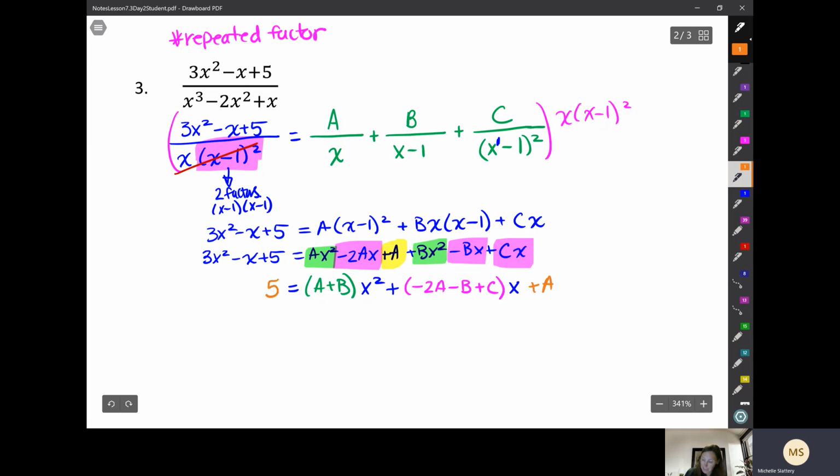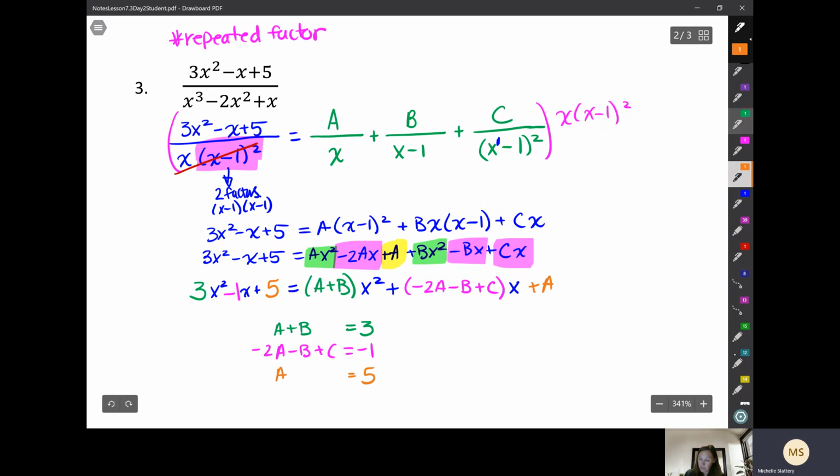So on the left, my 5 is the constant that's going to match. And then I have 3x squared. And then I have negative 1, so minus 1 times the x term, and then plus 5. So again, following the colors, you can see your system of equations that you're going to write. So I get a plus b, and I'm going to leave a space because I don't have a c, equals 3. From the pinks, I get negative 2a minus b plus c equals negative 1. And then I get a equals 5.